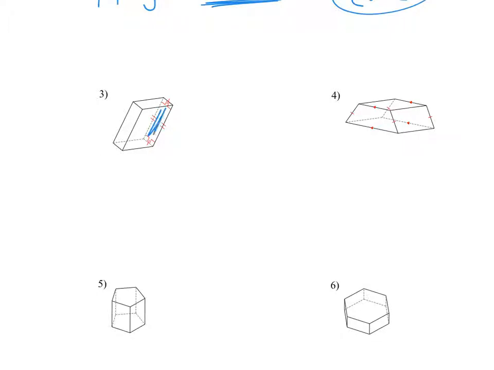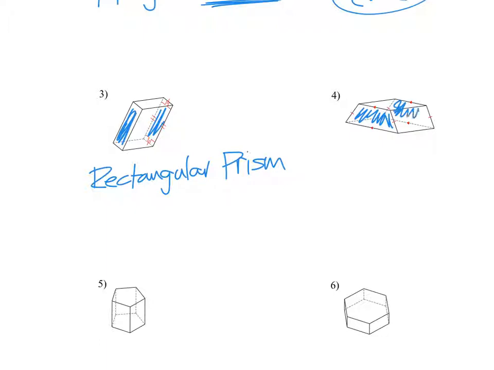Here's my base. Here's my other base. Those are both rectangles, so this is called a rectangular prism. Again, these are prisms because there are two bases. Okay, what about number 4? The two shapes that are equal are right here. This one and this one, okay?